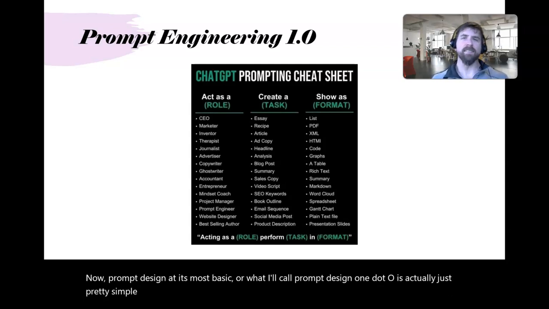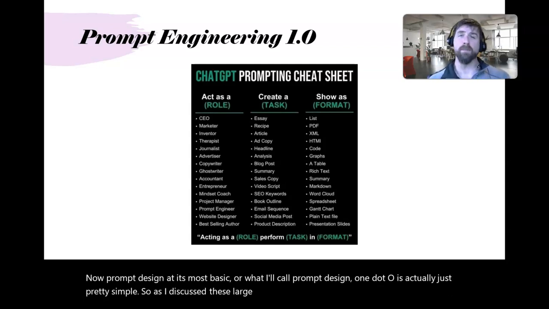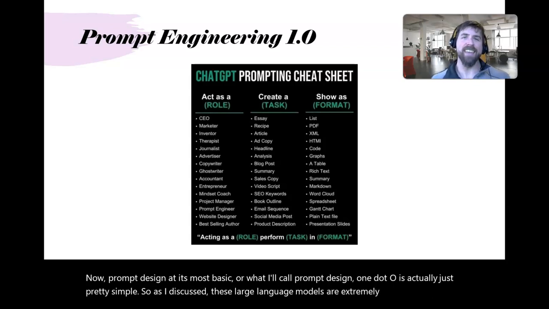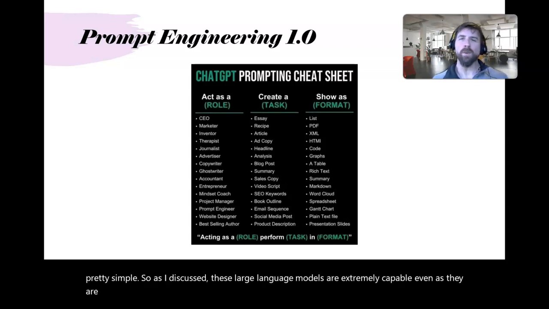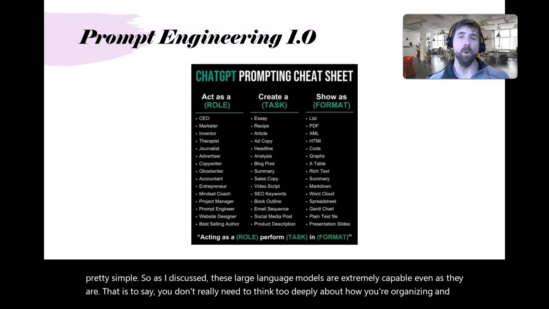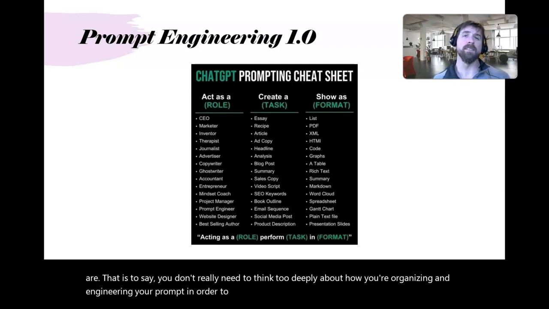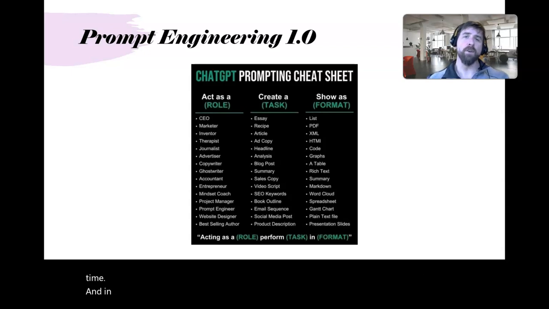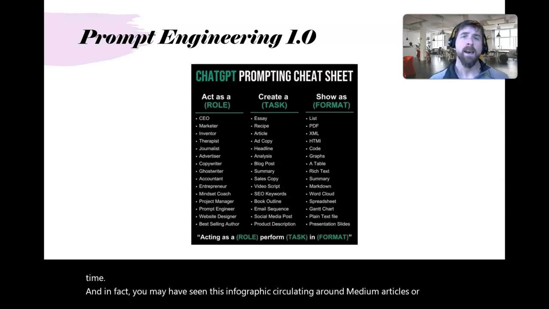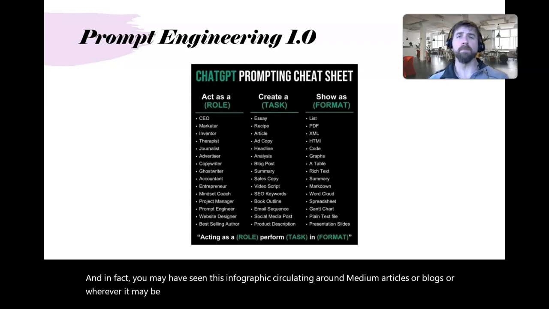So, as I discussed, these large language models are extremely capable even as they are. That is to say, you don't really need to think too deeply about how you're organizing and engineering your prompt in order to get pretty good responses from these models most of the time. And in fact, you may have seen this infographic circulating around Medium articles or blogs or wherever it may be. But this simple prompt design will get you really good quality output 90% of the time.